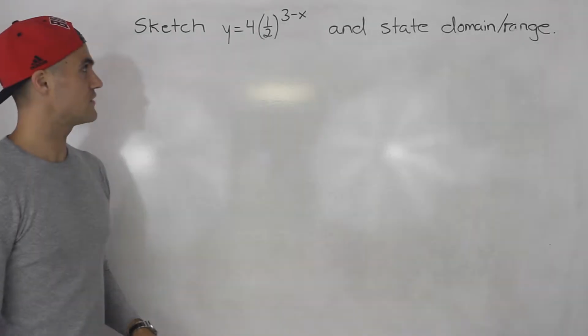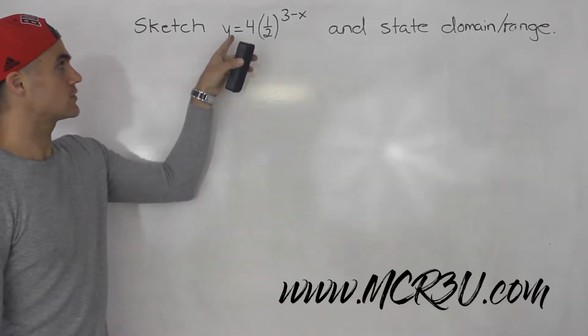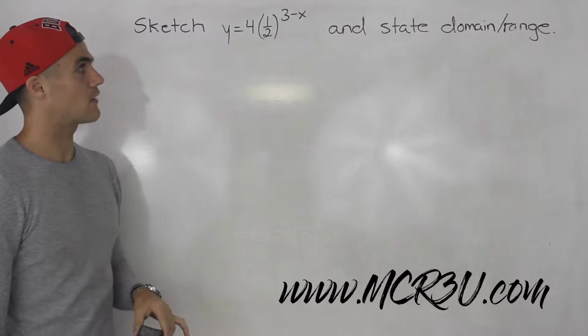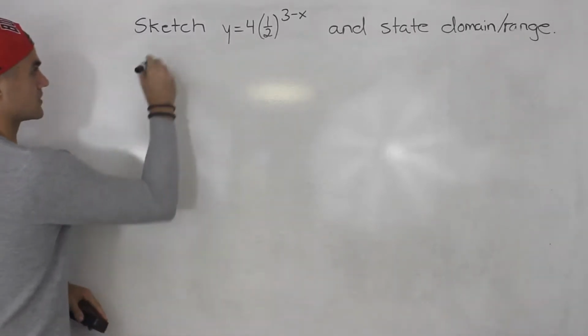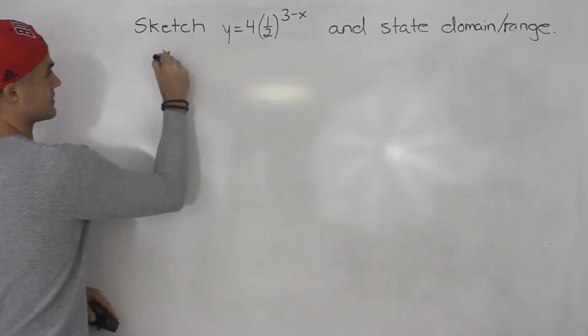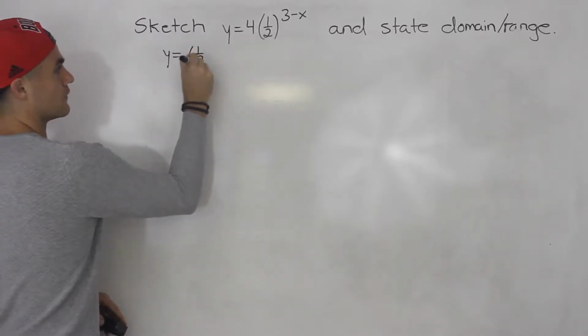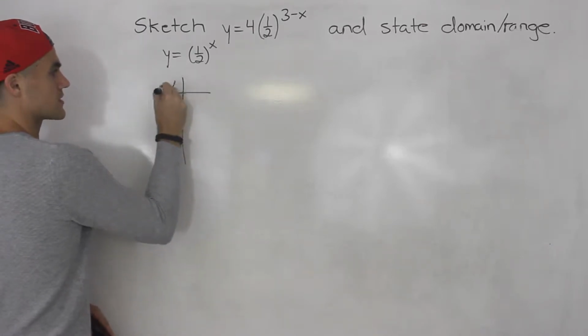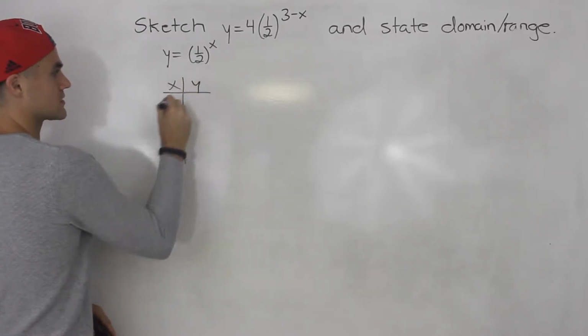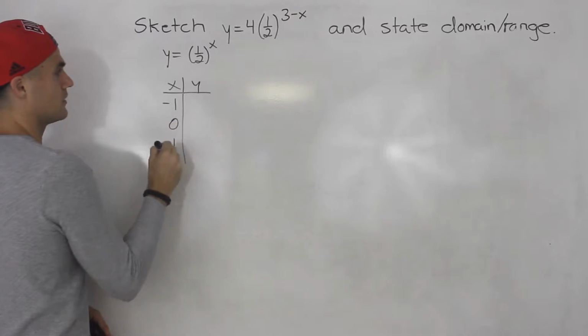And then the final graph in this question, we have to sketch y equals 4 times 1/2 to the power of 3 minus x and state the domain and range. So what's the parent function in this case? It's 1/2 to the power of x. So the table of values is going to look a little bit different. So let's do -1, 0, and 1.